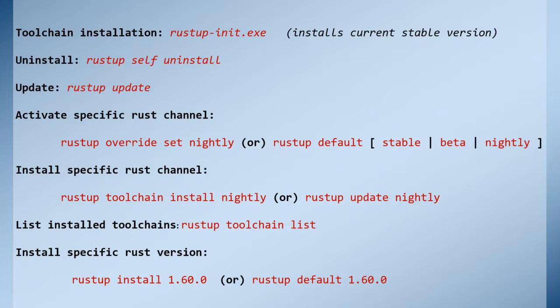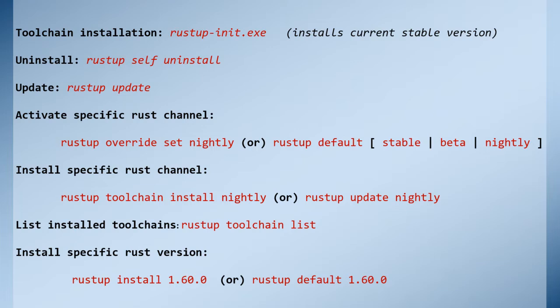There are some Rust toolchain commands. rustup-init is used for a new installation. rustup self uninstall for uninstalling Rust. rustup update to update to the current stable version. And set the default channel using rustup default stable, beta, or nightly. You can install a specific channel version using rustup toolchain install nightly or rustup update nightly, list the installed toolchains using the command rustup toolchain list, and install a specific Rust version using the command rustup install.